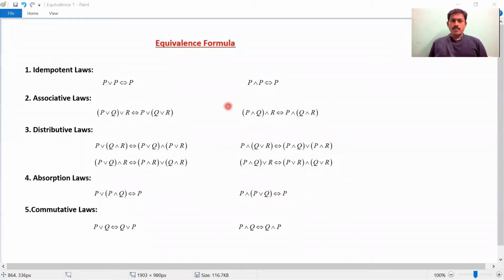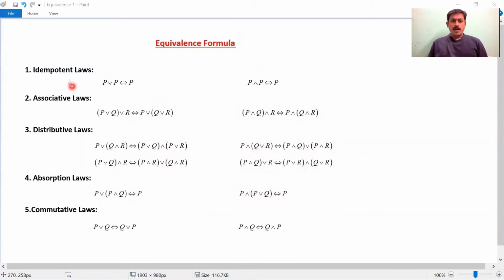In this video, I'm going to explain how to remember the equivalence formulas. To remember each equivalence formula, there will be a logic. I will say the logic. Kindly remember the logic to write the formulas. Now we are going to see 10 equivalence formulas.